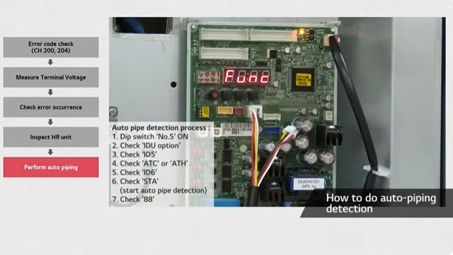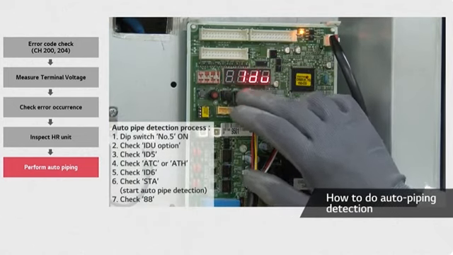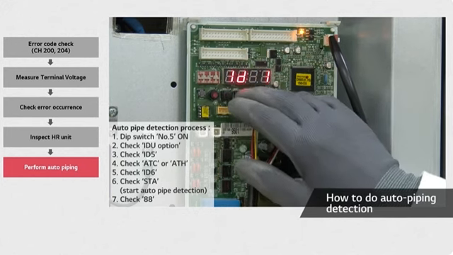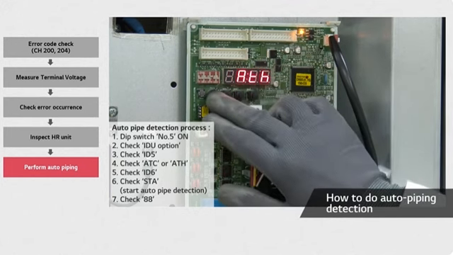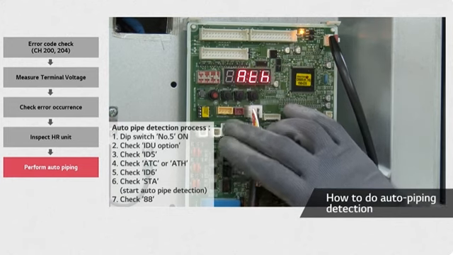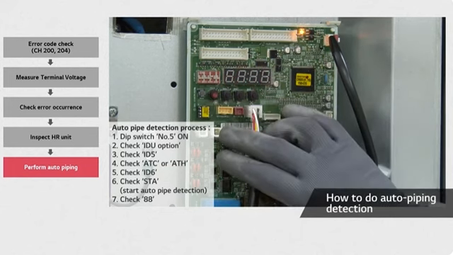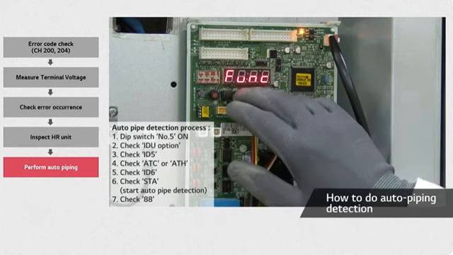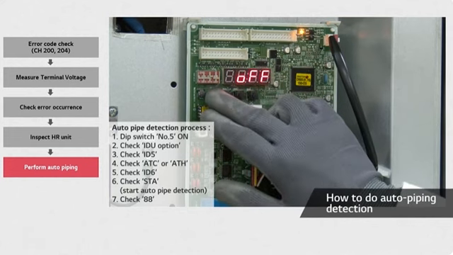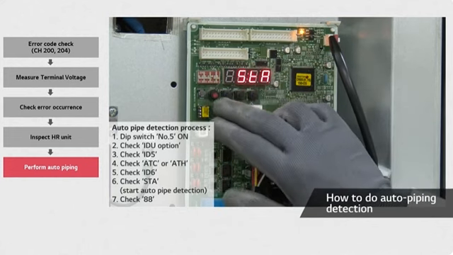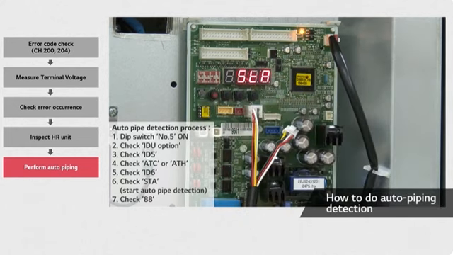After adjusting the HR unit dip switch according to the IDU number, you will need to perform auto pipe detection. To do this, turn on the dip switch, and after selecting the indoor unit number, select ID5. If the ambient temperature is below 15 degrees, ATH will show up. Finally, after setting ID6 and waiting for a while, 88 will show up on the screen, and the piping navigation will begin.